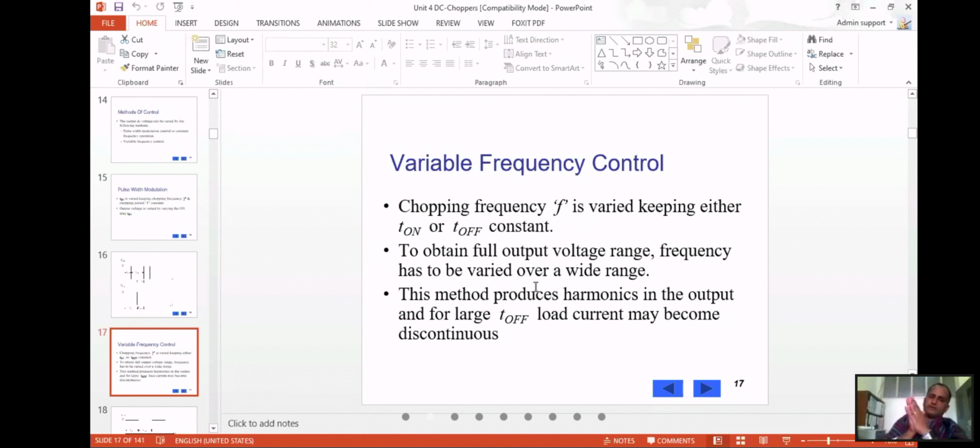We are talking about the step down, the buck converters. So the output voltage can be less than the input voltage. If we keep one of the components constant, to obtain the full output voltage range, frequency has to be varied over a wide range. So frequency will depend on the total time T.